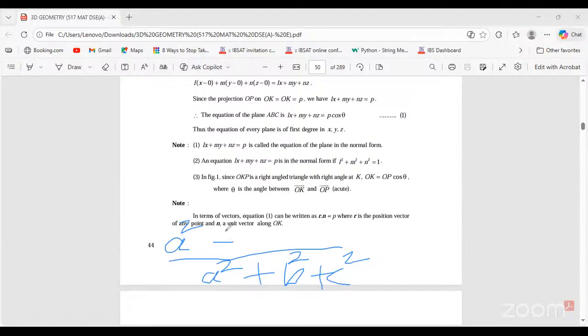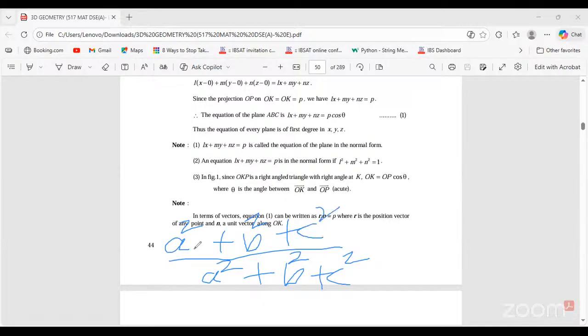And M square, what is M square? It is plus or minus b, and plus or minus its whole square is always positive. So M square is always b square by this denominator. What is N square? Plus c square by a square plus b square plus c square.